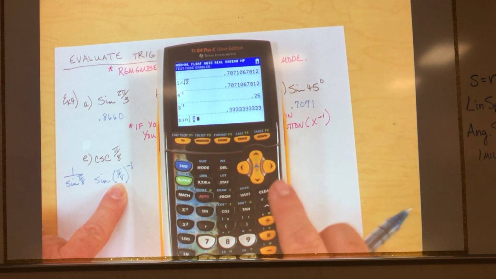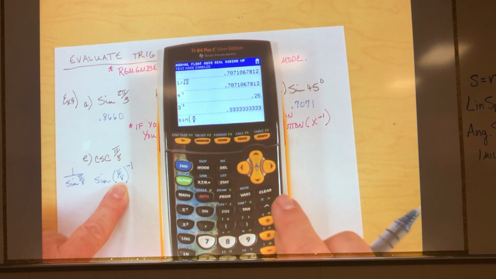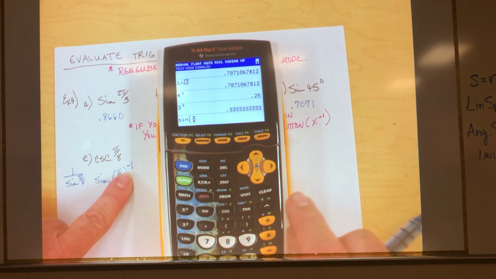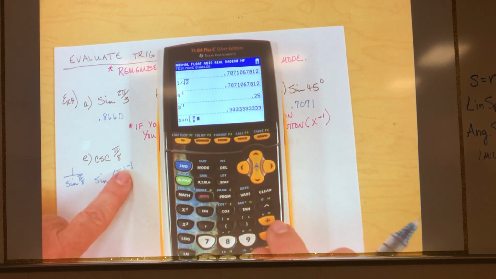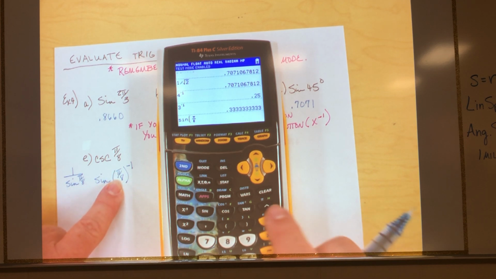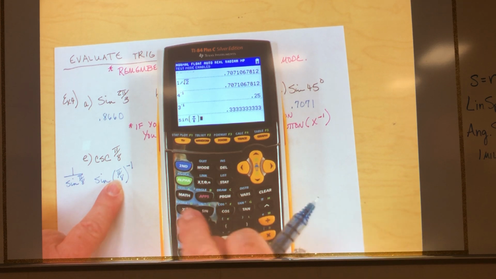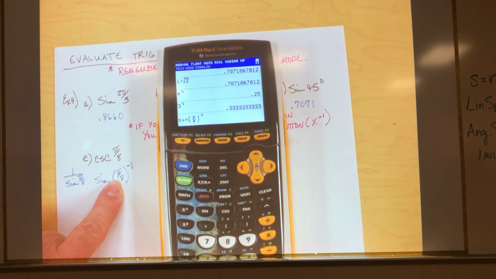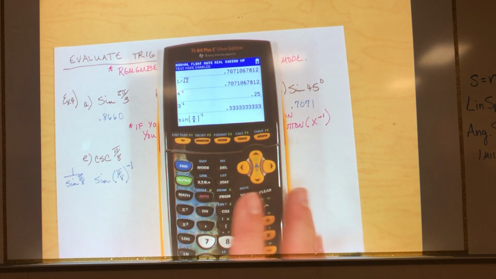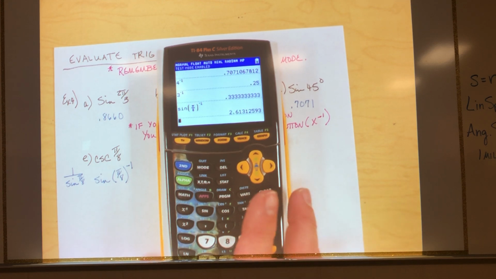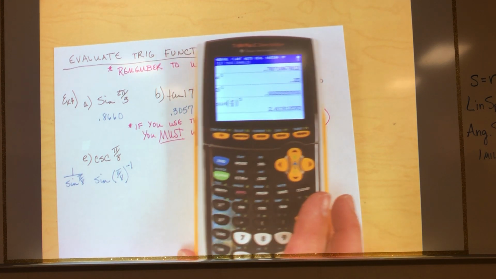Here's what I'm going to say. When the x to the minus 1 goes on the outside, it doesn't really matter. But anytime you use the reciprocal button, you might want to put this in fraction form, okay? Close the parentheses and x to the minus 1. That'll keep you from having to remember. And my answer is 2.6131.